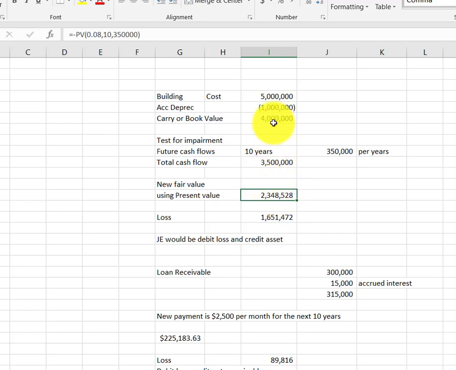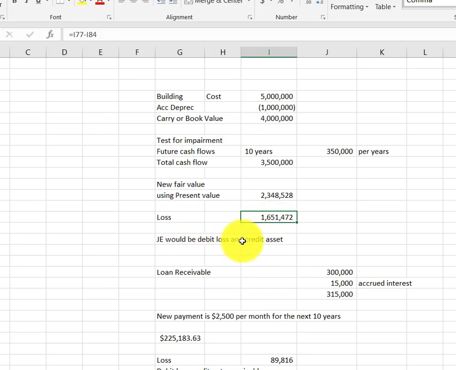We compare that to our carrying book value, $4 million. The difference is 1.6. That would be our loss. So the loss is calculated using present value. The recoverability is used without considering present value. Once we know that amount of that loss, our journal entry would debit loss and credit asset.